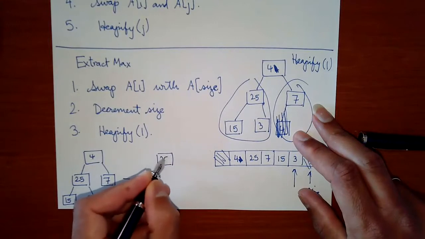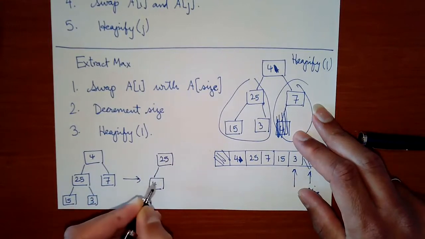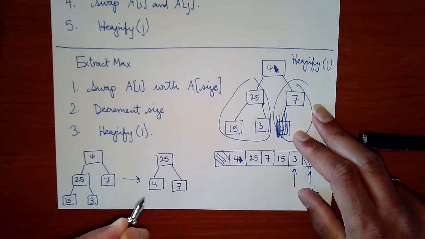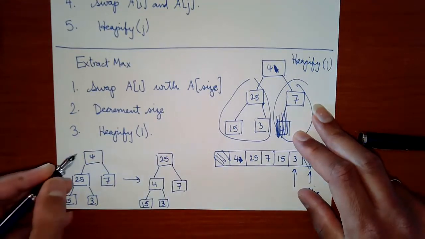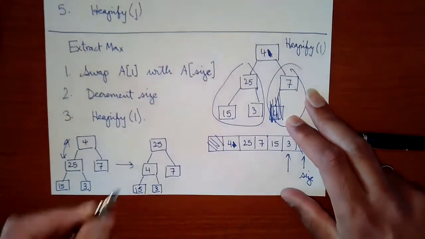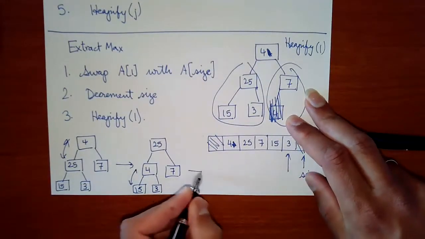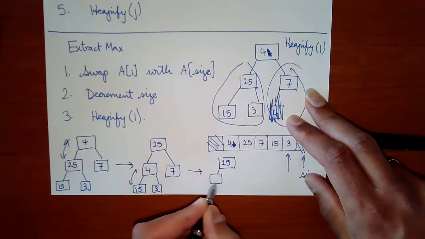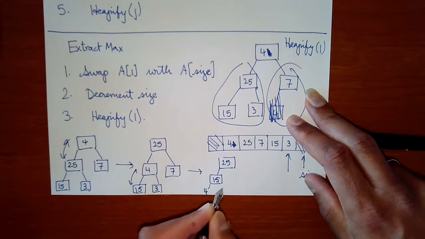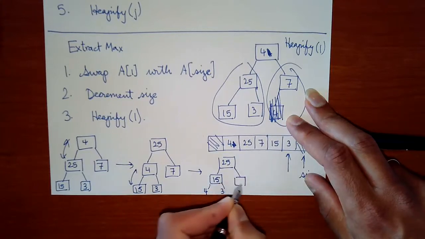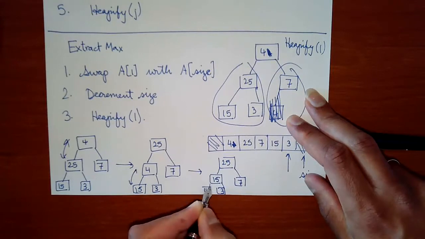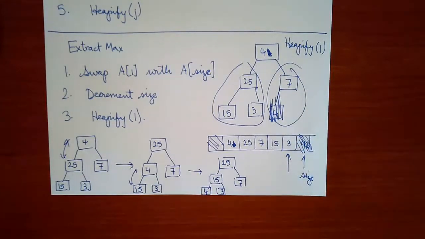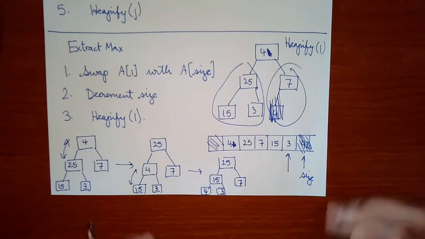So Heapify will lead first to the following, right? Because these two got swapped. And then 4 will swap with 15. So 25, 15, 4, and 3, and 7. Okay, so that's what it leads to. So this is how you do an extract max.